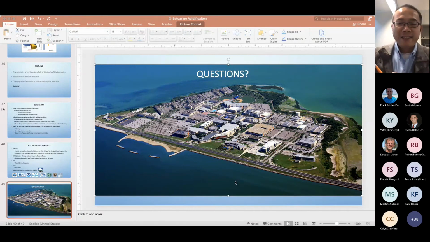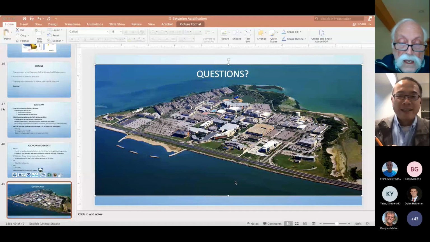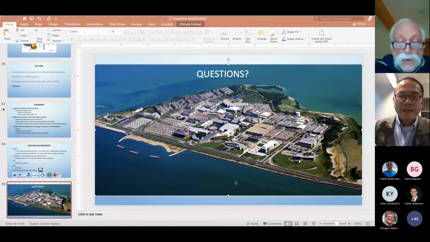Bob? Hi, Xinping. I enjoyed that. You measured multiple parameters, so I'm wondering if you're able to say anything about differences in the way that carbonate alkalinity and non-carbonate alkalinity behaved. You know how total alkalinity did. Did you see any differences in the patterns of carbonate and non-carbonate alkalinity?